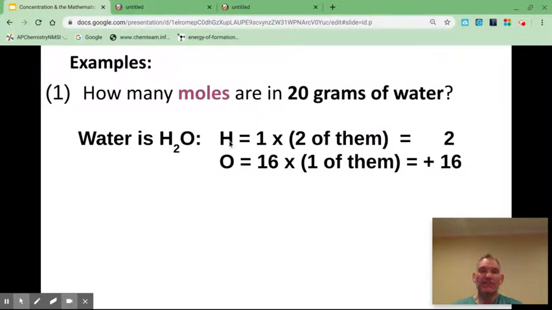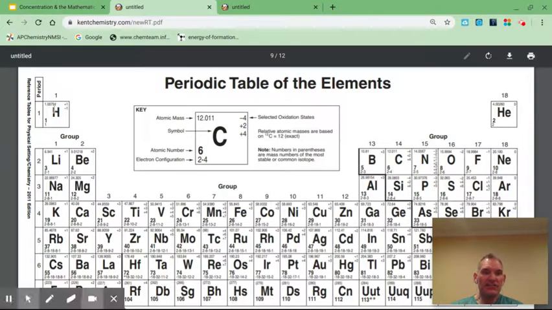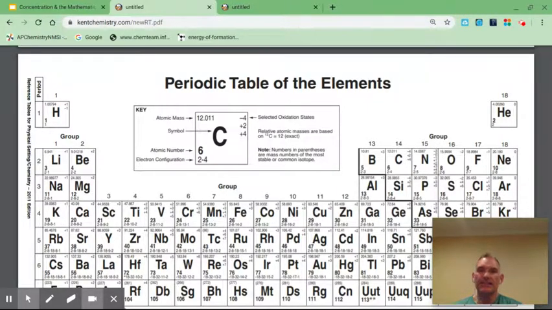So H on the periodic table is 1 and O is 16. Let me just show you that so you know exactly where these numbers are coming from. H has a mass of 1.00794, we're going to use 1 to make it easier. O is 15.9994. We're going to make it easy, say 16.